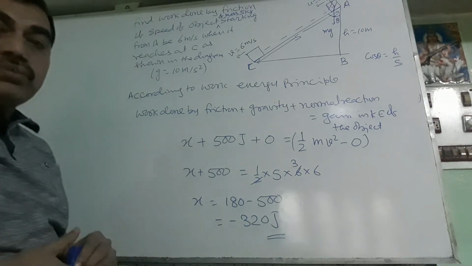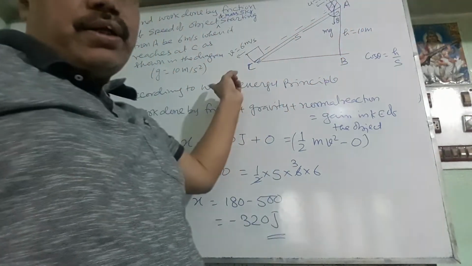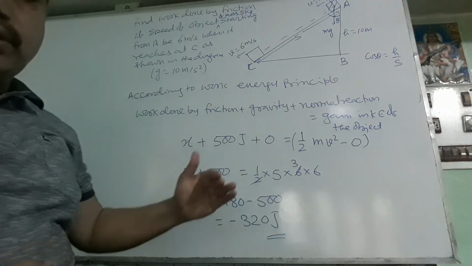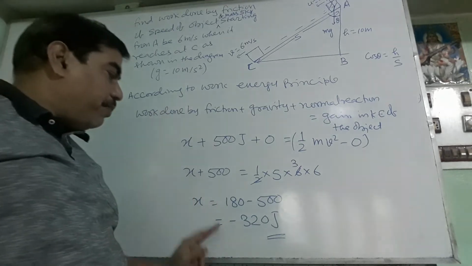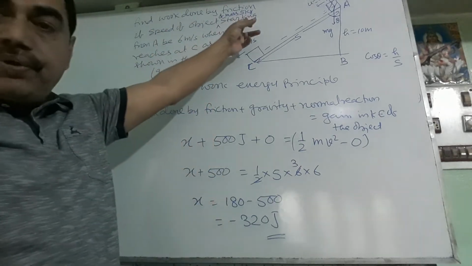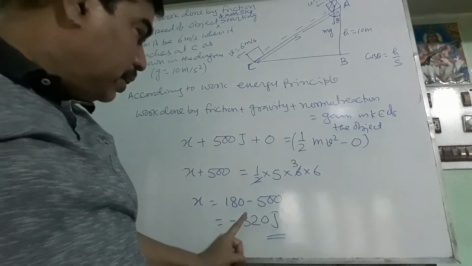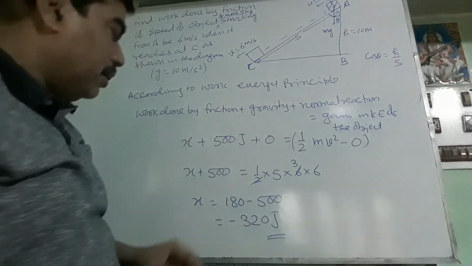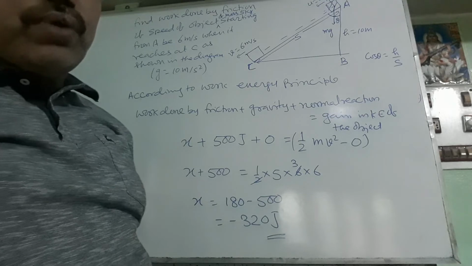We are getting minus. Why? Friction acts on this side, displacement is on this side, so work done by friction will always be negative. As you are asked work done by friction, not against friction. If it is asked what is the work done against friction, then the answer will be plus 320. Work done by friction is minus 320 joule. Normal reaction is not doing any work here.